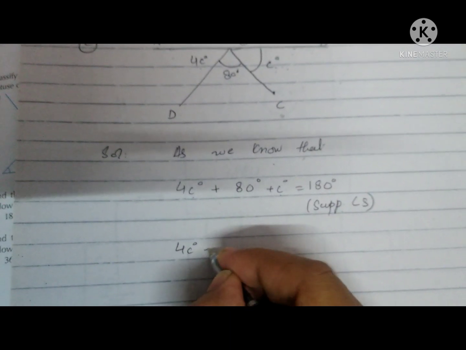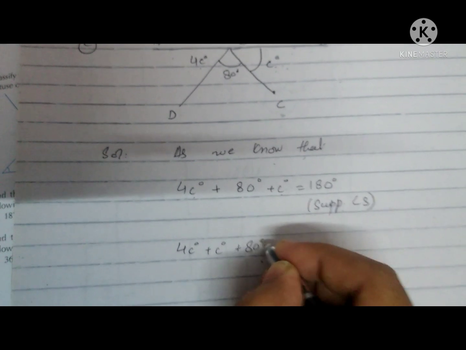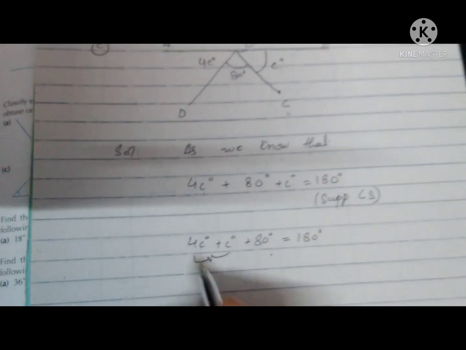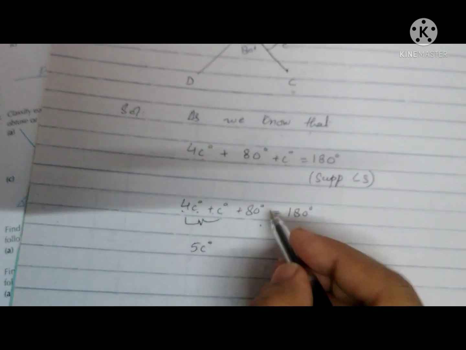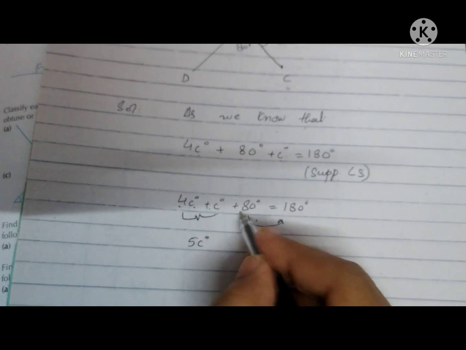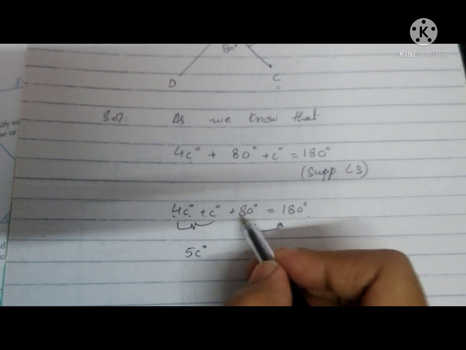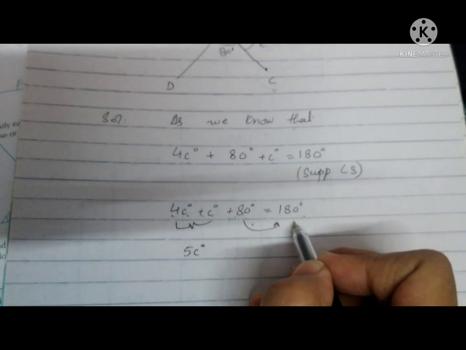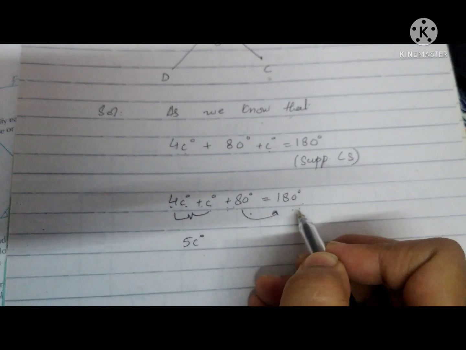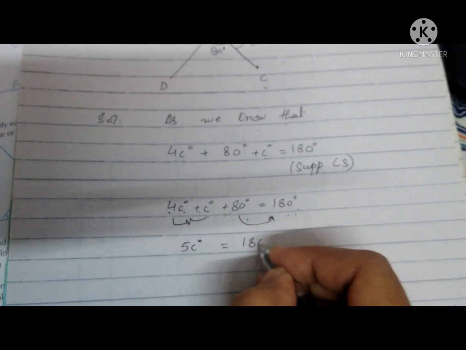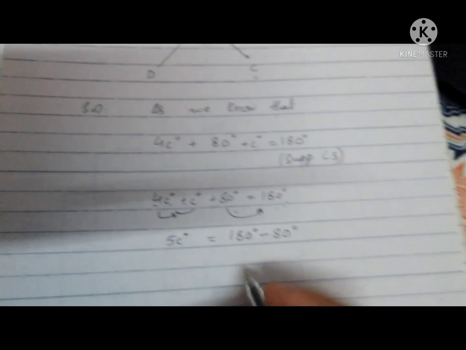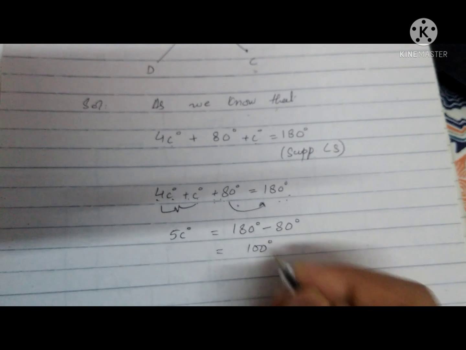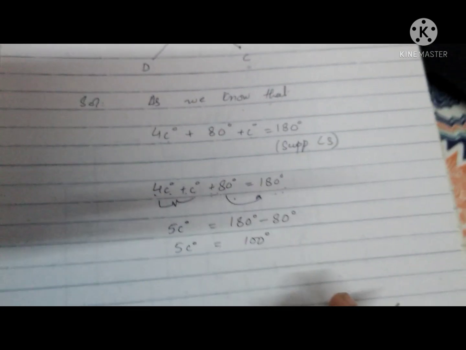First we are going to arrange them, and then we can add them. 4C plus 1C will be 5C degree. At the same time, you can shift this 80 degree to the other side. This 80 degree has a positive sign. After shifting to the other side of the equation, it will change its sign, as 180 degree minus 80 degree. Then simply it is 100 degree and it is 5C.